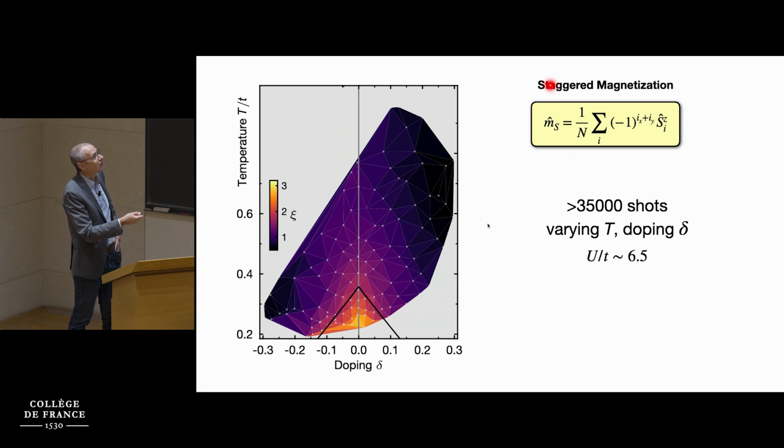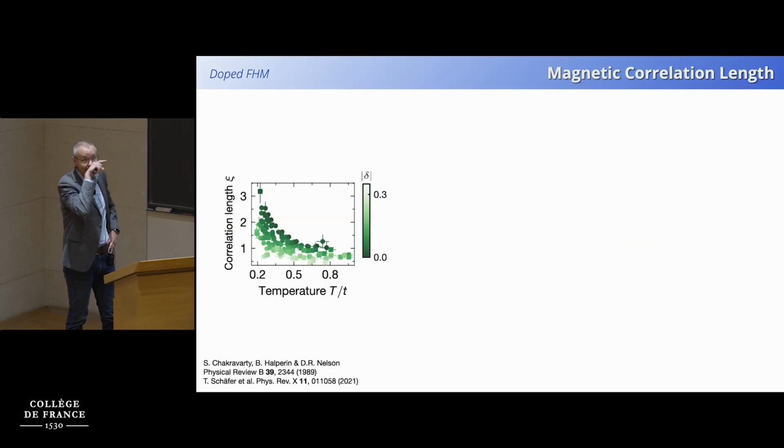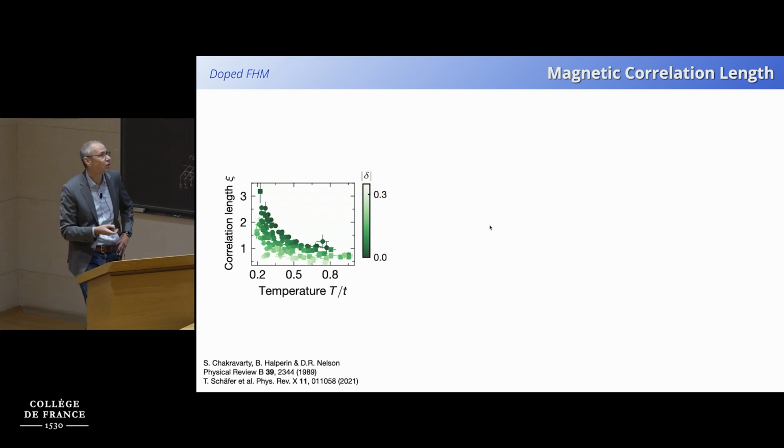We can plot that through this staggered magnetization, and we can come up with this two-dimensional map that we see here in the system. All right, so let's look again at these individual curves. I'm plotting just the different spin correlations and the correlation length as a function of temperature in these systems for different dopings, and it looks very messy.